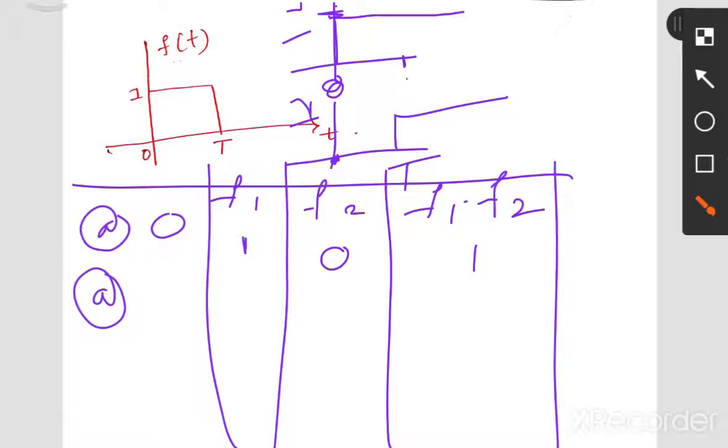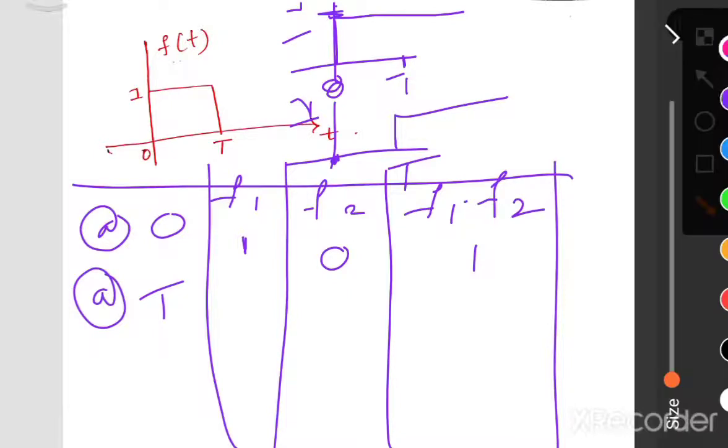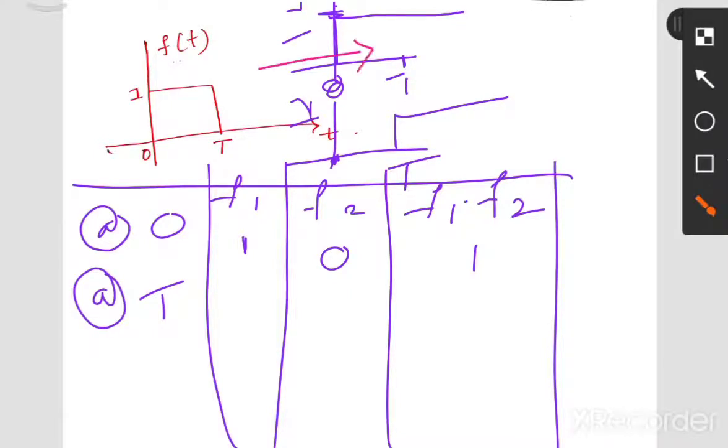It represents a magnitude. So the upper part is a positive magnitude and the lower part is a negative magnitude. Okay, now the step function is defined.